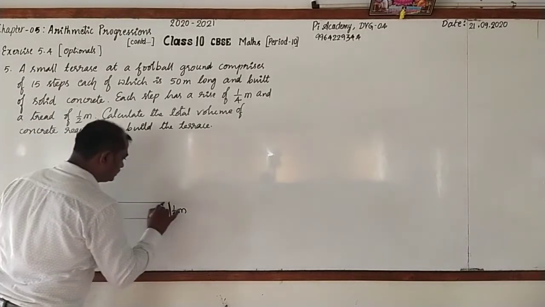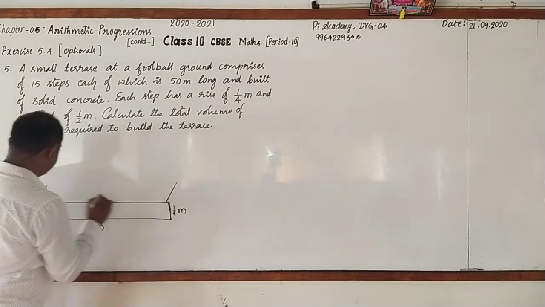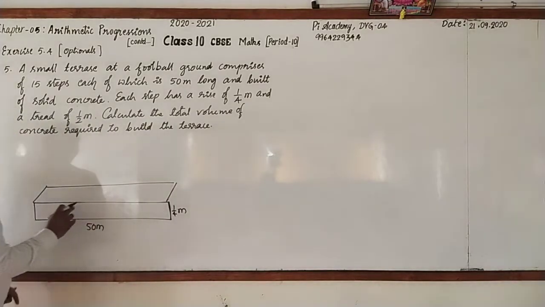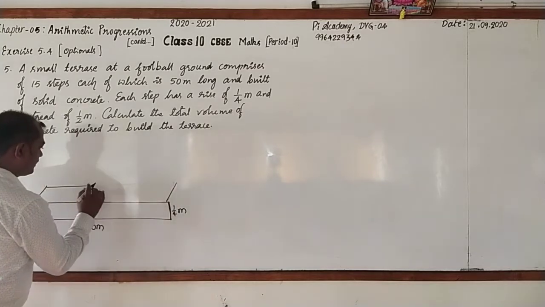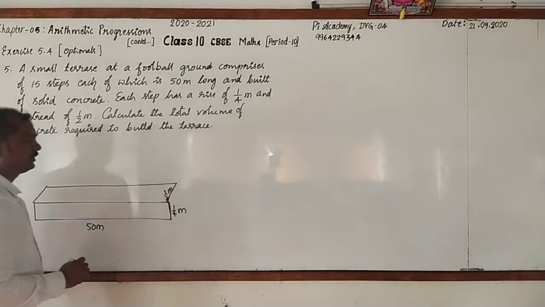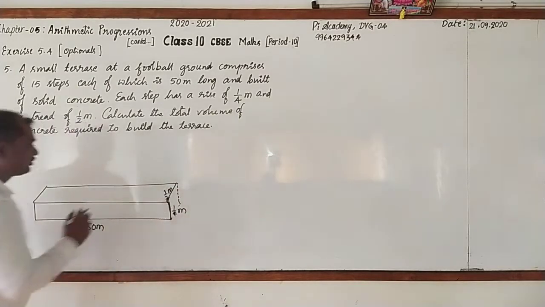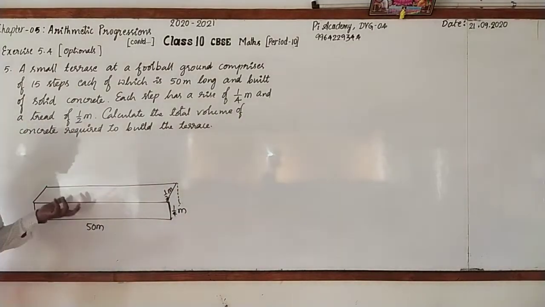Look here, I am drawing that. This is the tread, that is the part of the step on which we are going to put our foot, right? This is how much? Half meter. Here. Now look here, I am going to close this. Could you tell what is the first step? It is in the shape of a geometrical figure. Which is that? Yes, you are right. It is a cuboid.